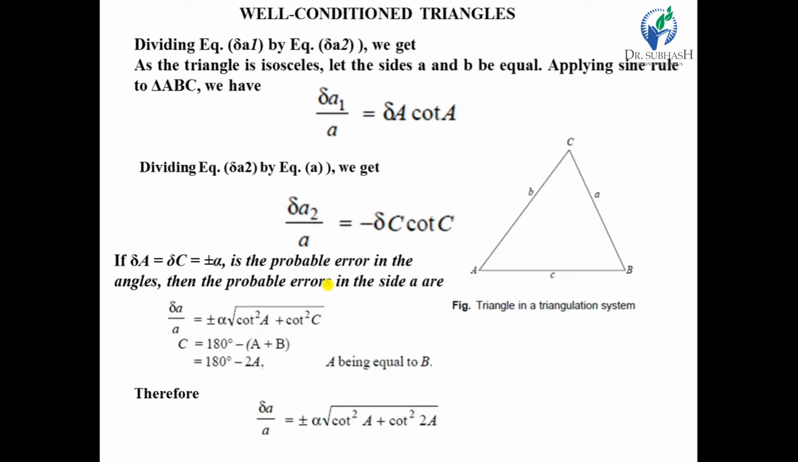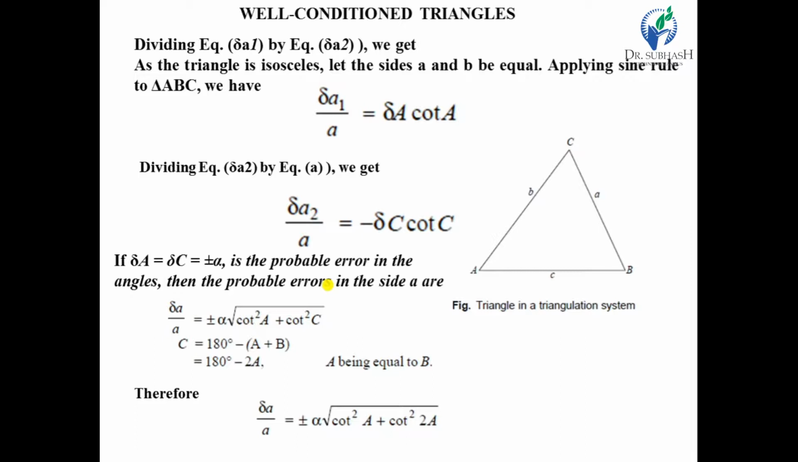By dividing equation delta A1 and delta A2, we can get the equations for the isosceles triangle, and we have to consider the sides A and B to be equal. Delta A1 upon A is equal to delta A cot A. Dividing equation delta A2 by equation A, we can get delta A2 by A is equal to minus delta C cot C.